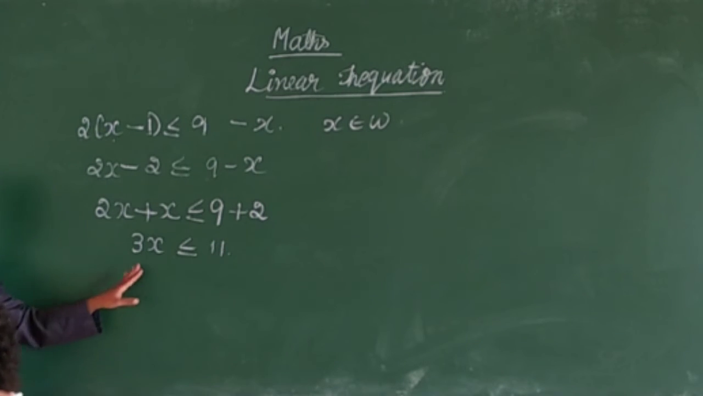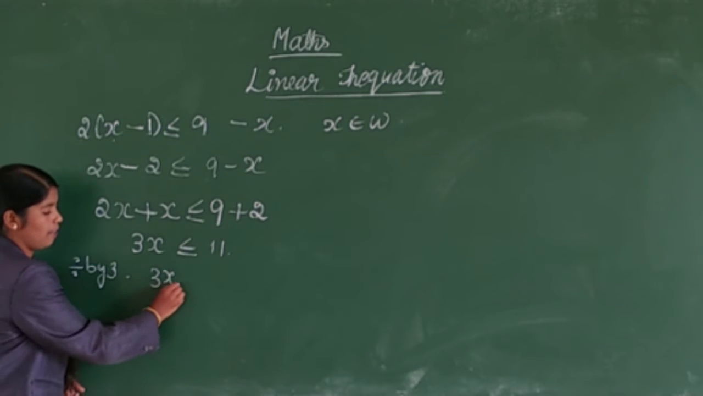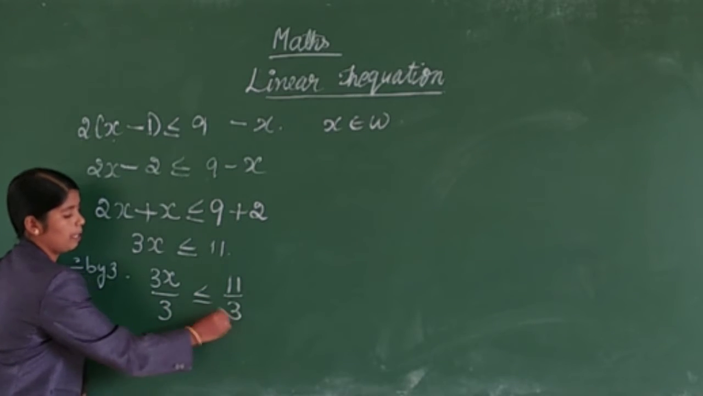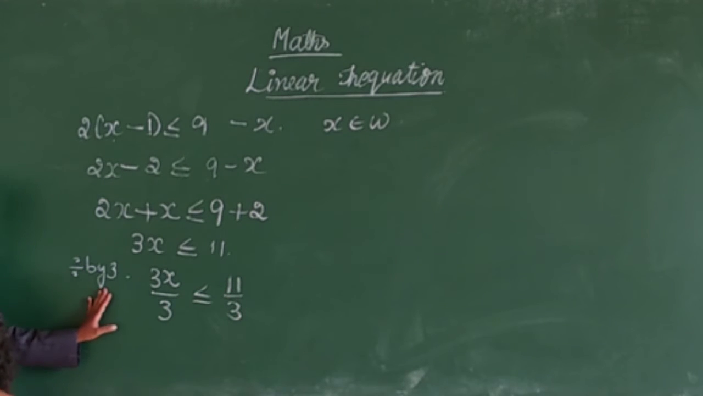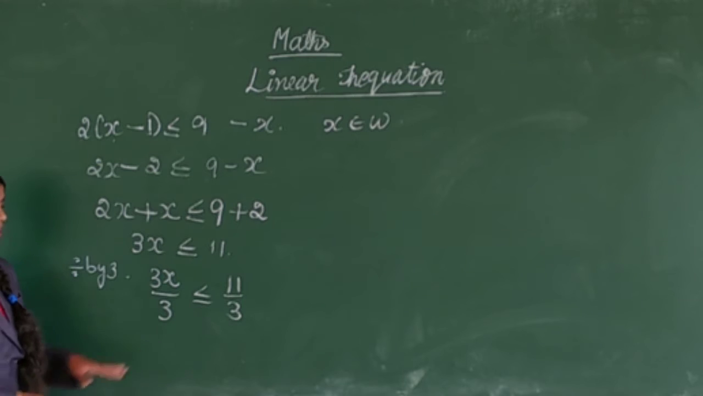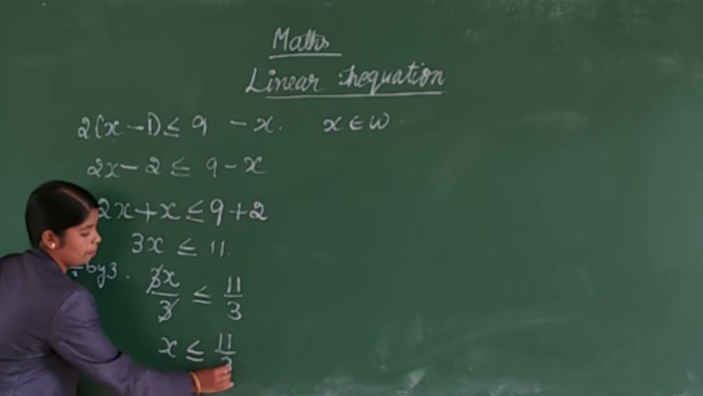So next, since here 3x is there, we have to remove the number 3. So divide by 3. See, 3x divided by 3 less than or equal to 11 divided by 3. Since we have divided by a positive number, the sign of inequality remains the same. So 3 and 3 get cancelled. x is less than or equal to 11 divided by 3.